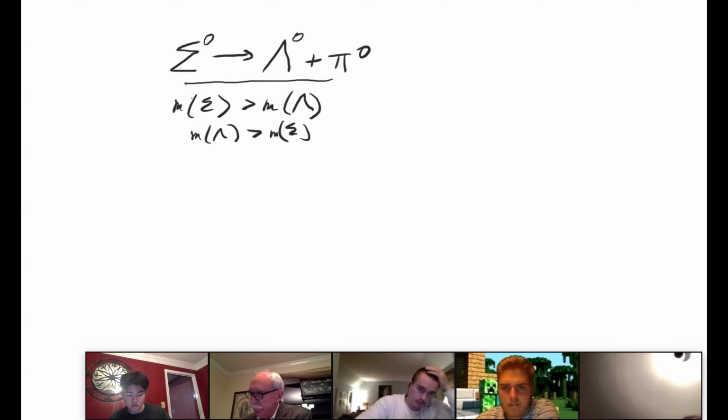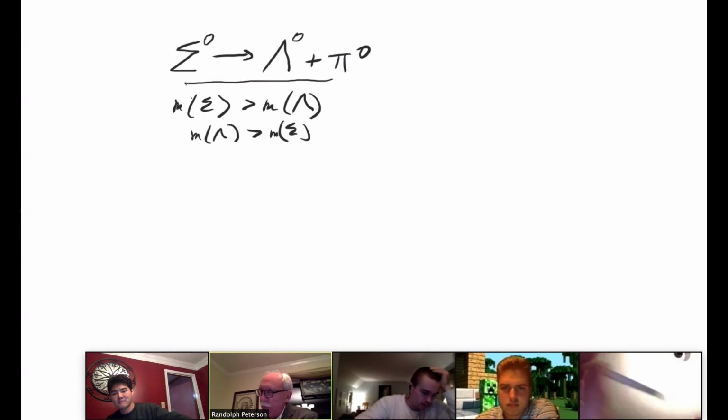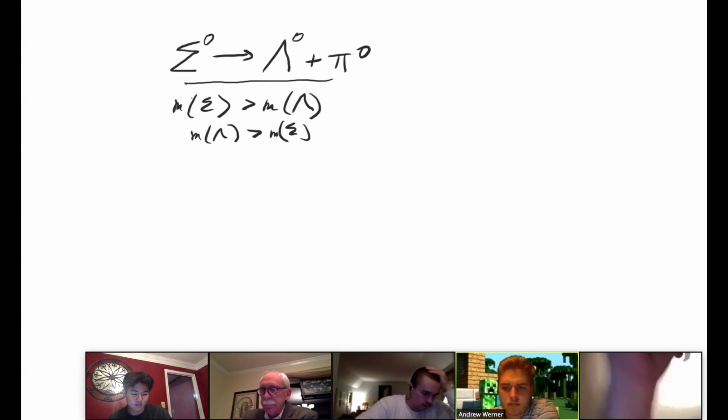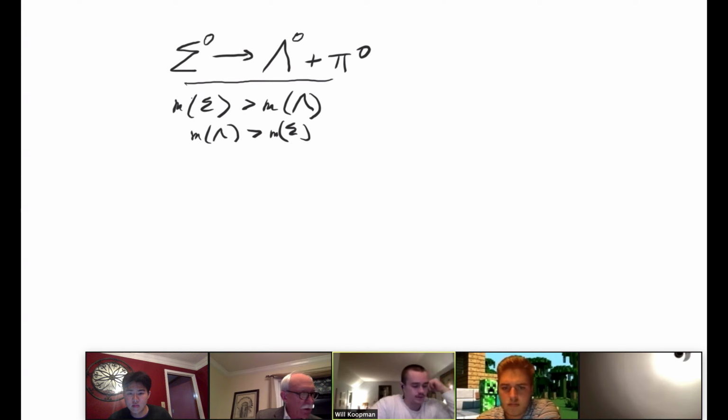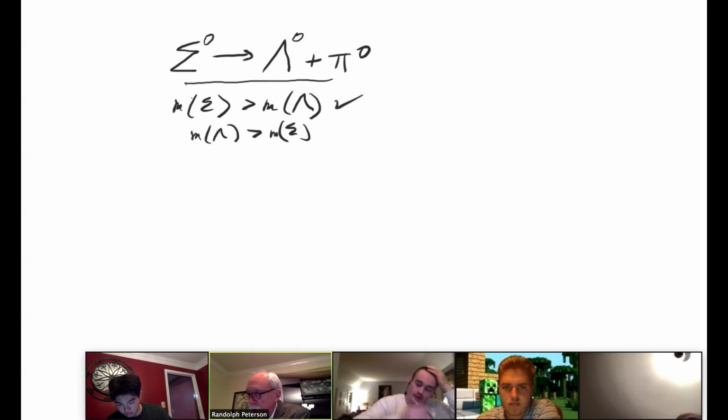All right, I see. So this is just a decay, right? You're not providing any energy. Which case is true here? And how are the other masses? The sigma is larger than the lambda. Okay, so then that works. It's energetically possible.